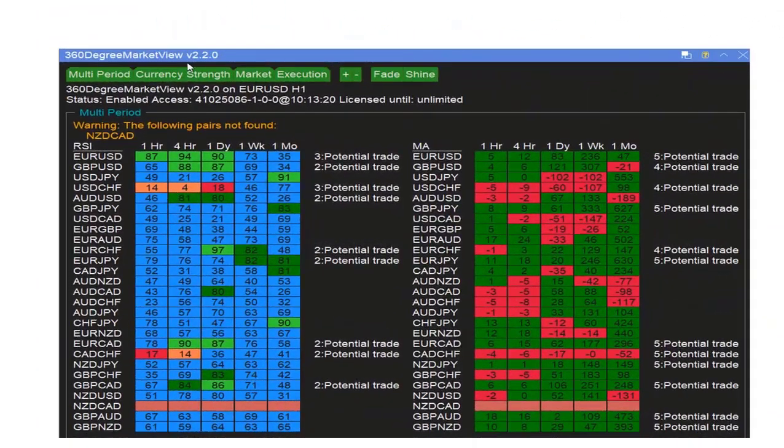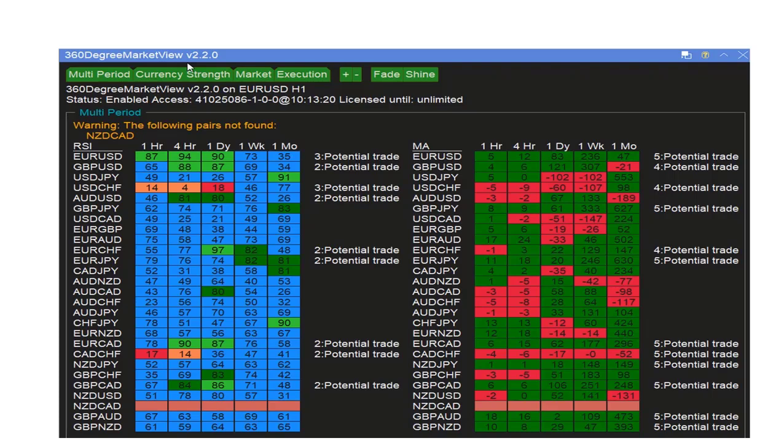I mentioned earlier the 360-degree indicator. I use it, and you'll see on my charts I've got the RSI and the moving average, and I can tell a lot from those two particular indicators. I believe in keeping it as simple as possible. I see people with hundreds of indicators, and these are two really simple indicators.